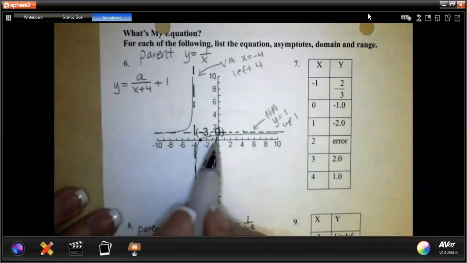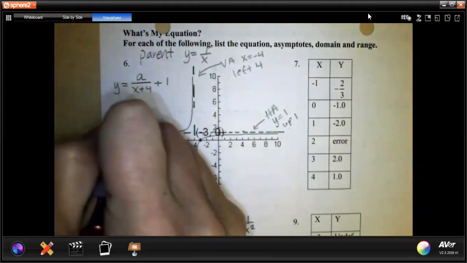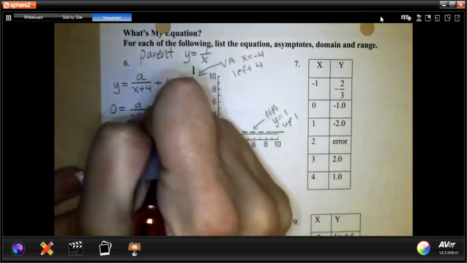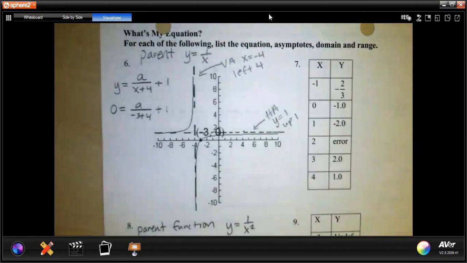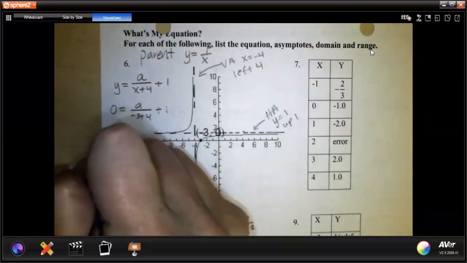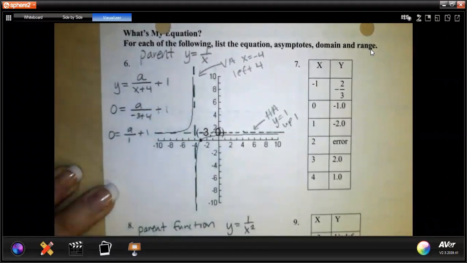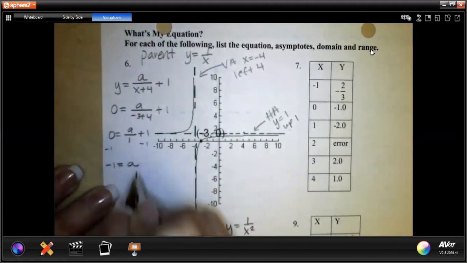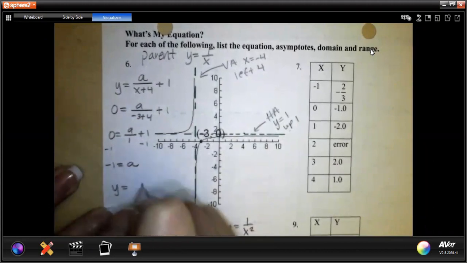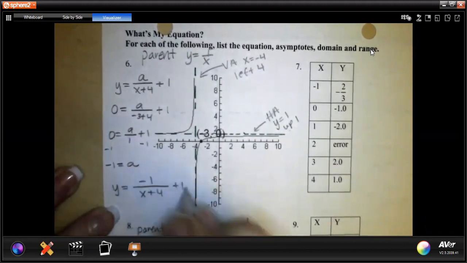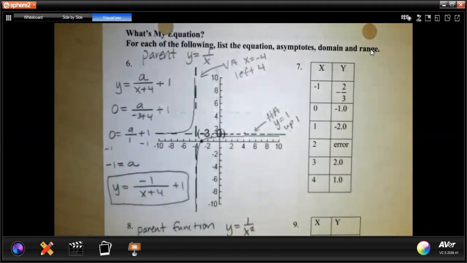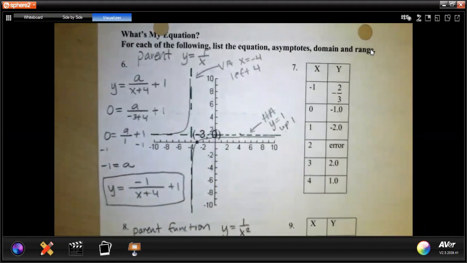So we can plug in our -3, 0 here. I plug in the 0 for the y and the -3 for the x. And then we're going to solve for that a. So I simplify that bottom, and that is just 1. We're going to subtract the 1 to get it to the other side, so we get -1 is equal to a. So my equation would be -1 over x plus 4 plus 1. So that's how you write the equation using those transformations. You work backwards, starting with those asymptotes, and then plug in a point to find that a, and that allows you to write it. The same is true if you work on a table.